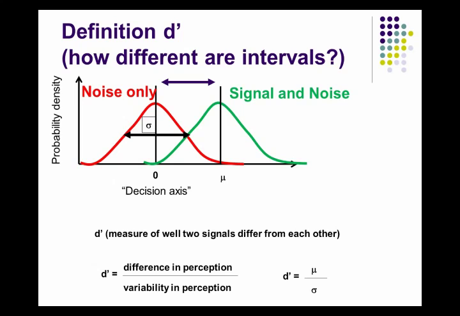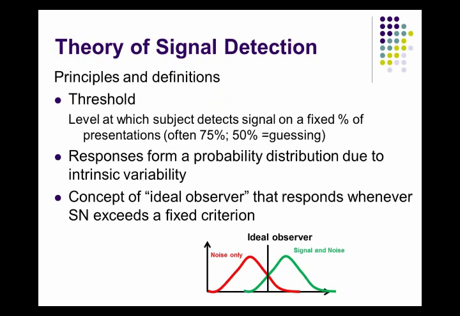At the moment, this is only a rule of thumb. But what we want to do later is, of course, calculate this DPrime to tell us how big the difference really is. And obviously, the bigger the DPrime, the further these distributions are apart, the easier it is to hear the sound.